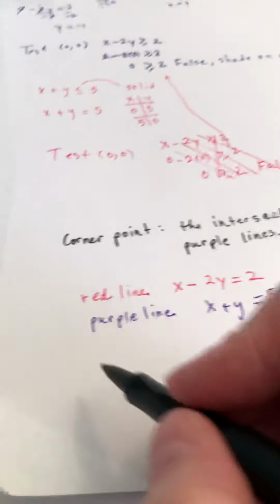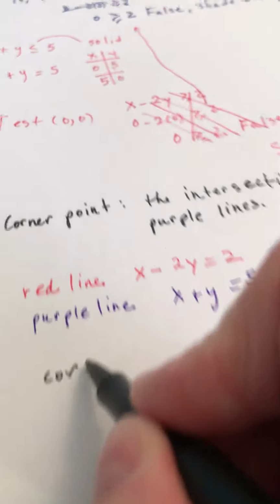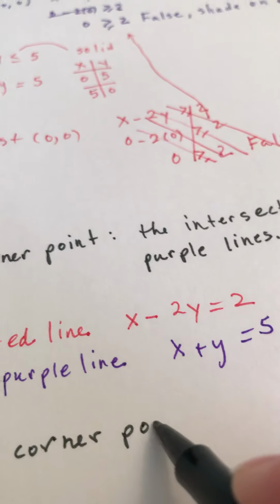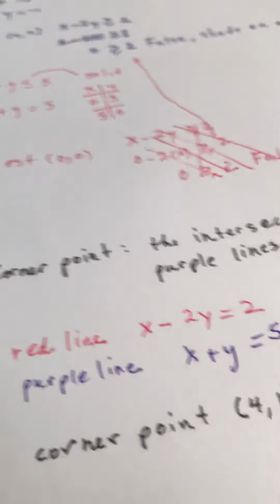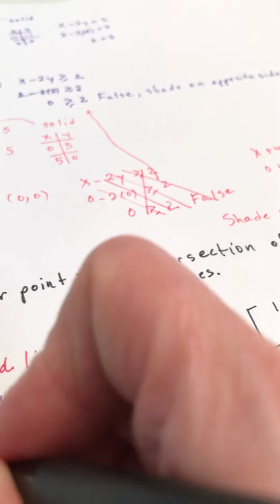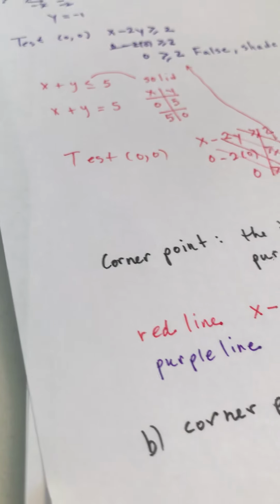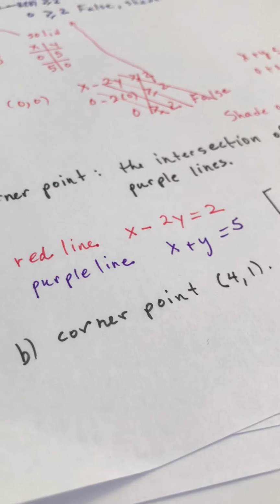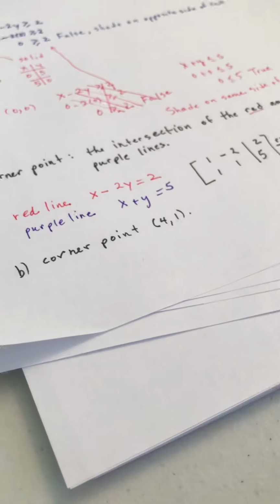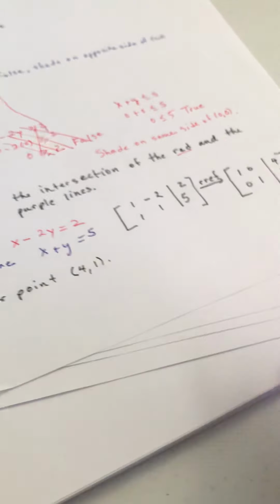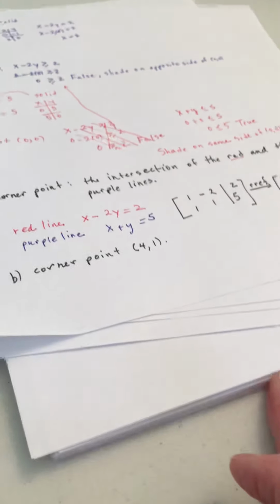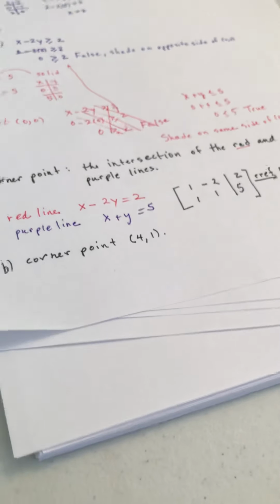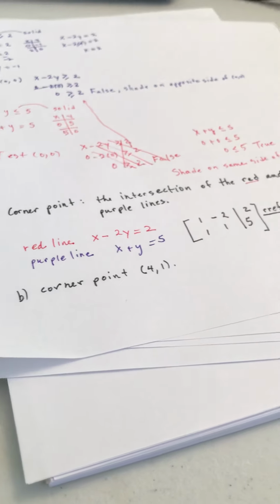So the corner point, back to that, is 4, 1. So we are answering part B of the worksheet, which is find all corner points. And we did that by using a matrix. Now you look at Math Excel, they're not going to use a matrix. They're going to do everything by hand, but we like that shortcut, so we are definitely going to use it.